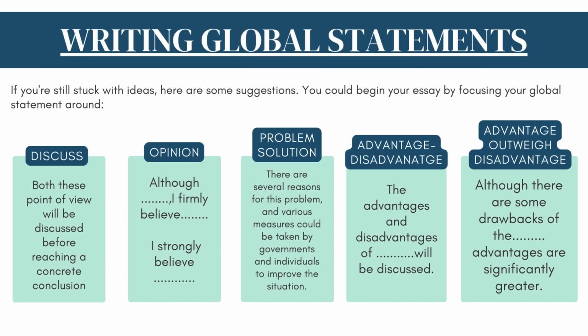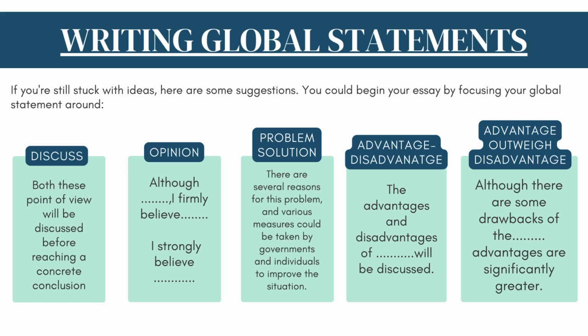When you're struggling to come up with ideas for your essay's introduction, starting with a strong global statement can help set a clear direction. For a discussion essay, you could begin with something like, "Both viewpoints will be discussed before reaching a concrete conclusion," giving the reader an overview of your balanced approach. For an opinion essay, try using phrases like, "Although something, I firmly believe your opinion," to express your stance clearly. In a problem-solution essay, start by stating, "There are several reasons for this problem, and various measures could be taken by governments and individuals to improve the situation," showing that you'll propose solutions.